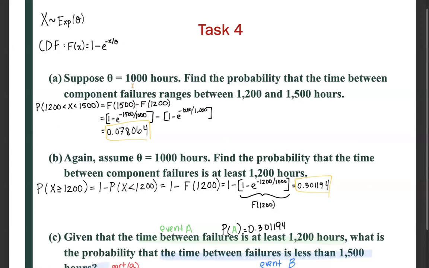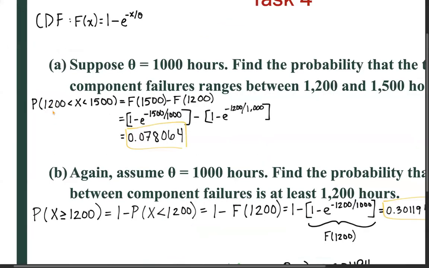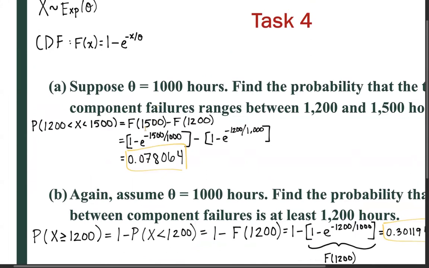Okay, so part A. Suppose that theta equals 1,000 hours. Find the probability that the time between the component failures ranges between 1,200 and 1,500 hours. So we want to find the probability that x lies between 1,200 and 1,500. That would be F(1,500) minus F(1,200). This is the cumulative distribution function, or CDF, which I wrote above. So here we're just going to plug and chug.